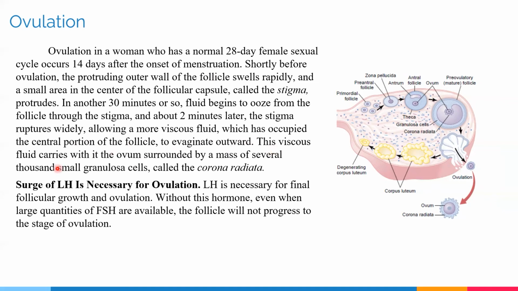This viscous fluid carries with it the ovum, surrounded by a mass of several thousand small granulosa cells called the corona radiata. And here we can see the ovum and the corona radiata around it. Surge of LH is necessary for ovulation. LH is necessary for final follicular growth and ovulation. Without this hormone, even when large quantities of FSH are available, the follicle will not progress to the stage of ovulation.